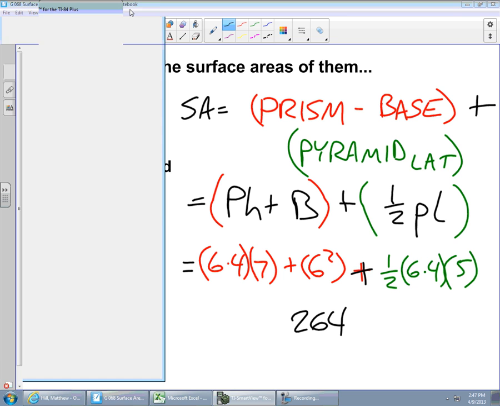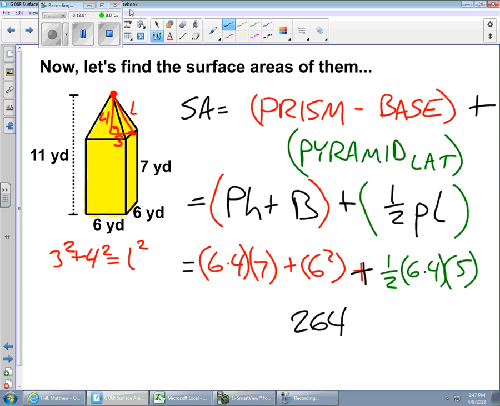264 what? Yards? What dimension? Yeah, area is second dimension. Volume is third dimension. Area is second dimension. Okay, so 264 square yards.